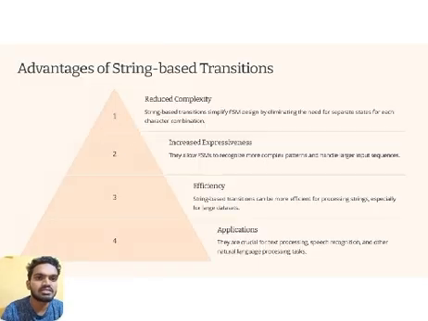Advantages of string based transitions: reduced complexity. String based transitions simplify finite state machine design by eliminating the need for separate states for each character combination. Increased expressiveness. They allow finite state machines to recognize more complex patterns and handle larger input sequences. Efficiency. String based transitions can be more efficient for processing strings, especially for large data sets. Applications. They are crucial for text processing, speech recognition, and other natural language processing tasks.